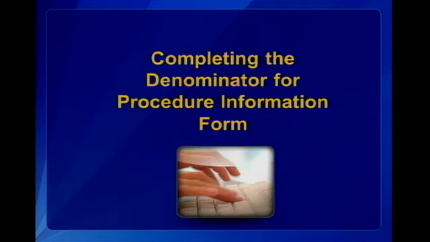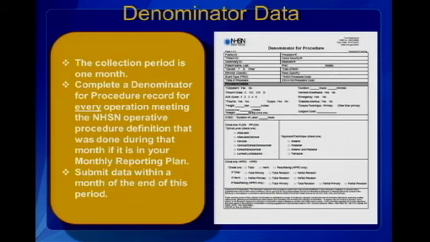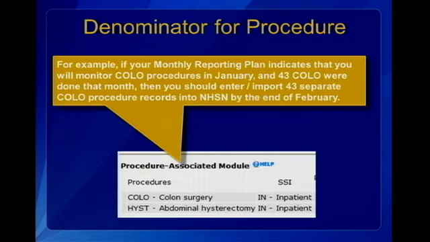So we're going to move on now to how to complete a denominator for procedure form. Now, for many of you, this is old hat. Your collection period is a month. You complete a denominator for procedure form for every operative procedure meeting the NHSN operative procedure definition that was done during that period in your monthly reporting plan. And you try to get that data submitted within a month of the end of the reporting period. For example, if your monthly reporting plan indicates that you monitor colo procedures in January and 43 colos were done that month, then you should enter 43 separate colo procedures into NHSN by the end of February.